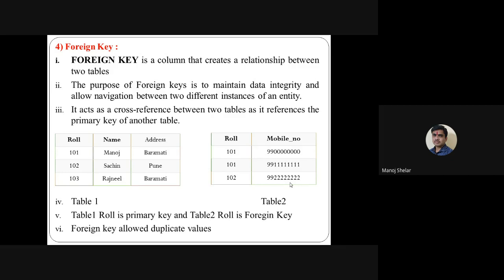So this is the simple foreign key concept. A foreign key allows duplicate values. In every project this example requires a foreign key and a primary key. Most database projects prefer foreign keys and primary keys. That is the simple foreign key concept.